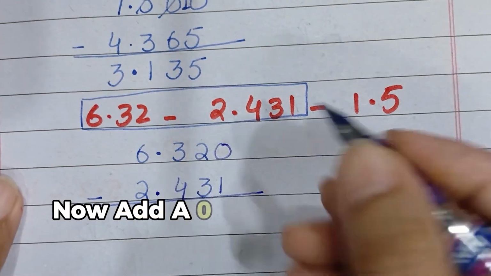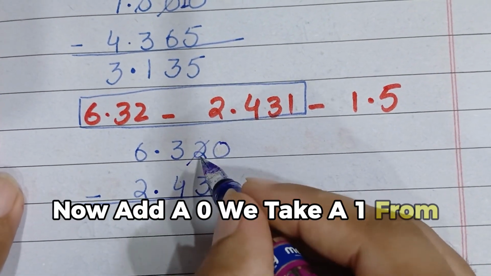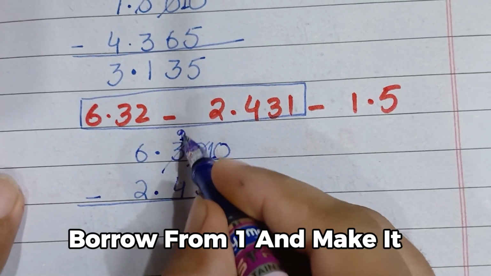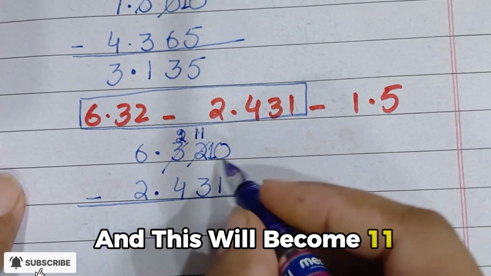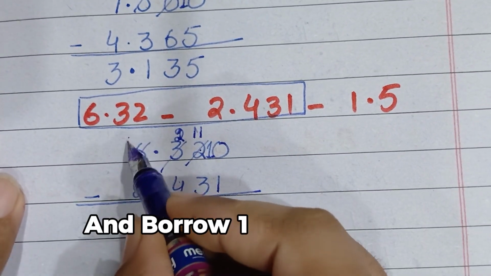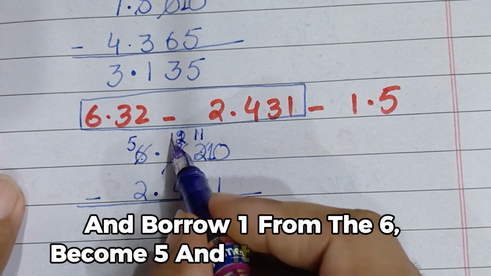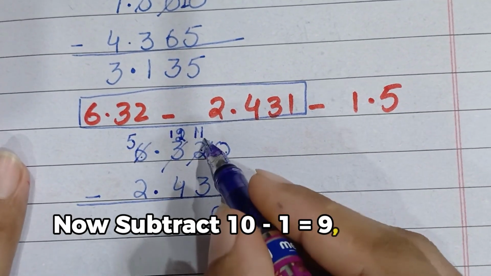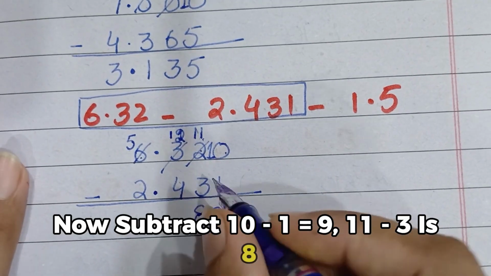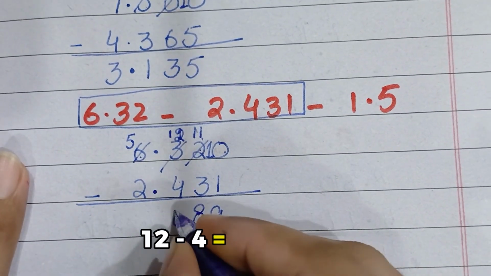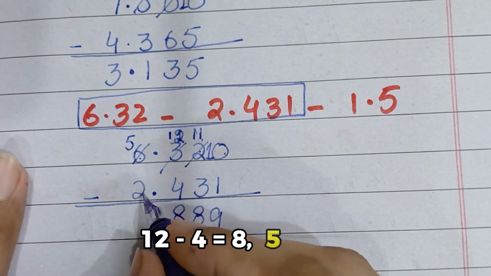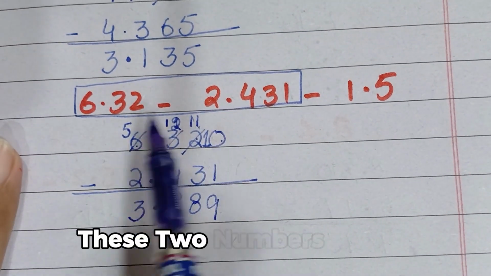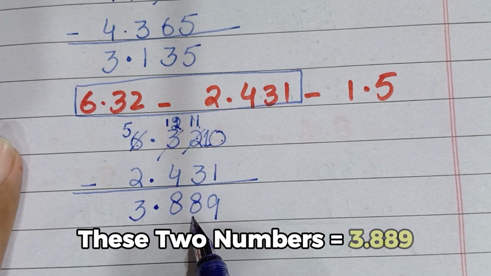Now add a 0. We take 1 from this 2 and make the 0 into 10. Borrow from the 2 and make it 1, and this will become 11, and borrow 1 from the 6. 6 becomes 5 and it becomes 12. Now subtract. 10 minus 1 is 9. 11 minus 3 is 8. Now 12 minus 4 is 8. Write the decimal. 5 minus 2 is 3. Now the answer to subtract these two numbers is 3.889.